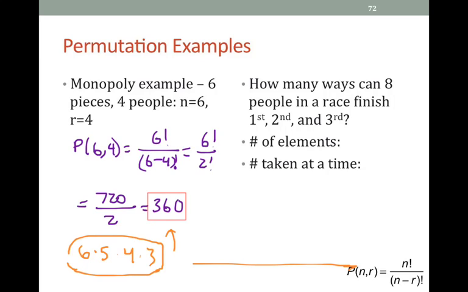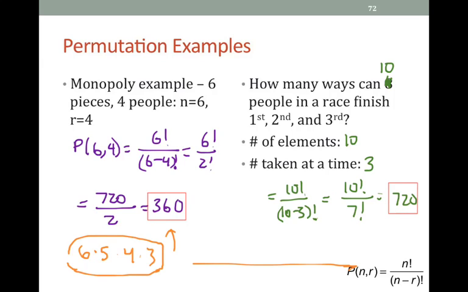So a new problem. How many ways can 10 people in a race finish first, second, and third? Okay, so you ask yourself, what's the number of elements? We have 10 people. How many are they taking at a time? 3 at a time. So plug it into our formula. We're going to get 10 factorial over 10 minus 3 factorial, which is 10 factorial over 7 factorial. You can use your calculator. That's basically 10 times 9 times 8, and you'll get 720.